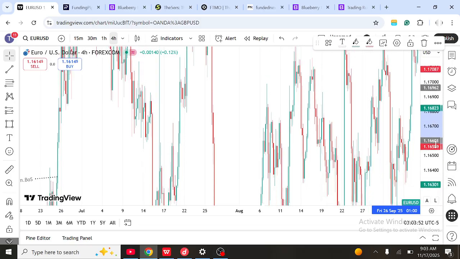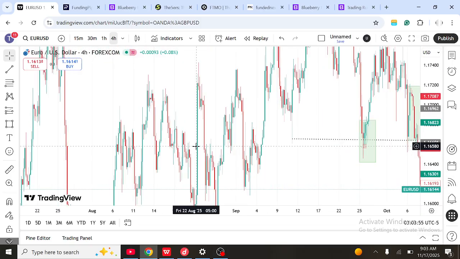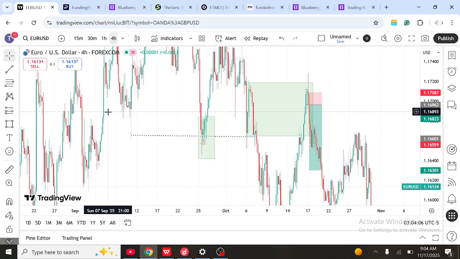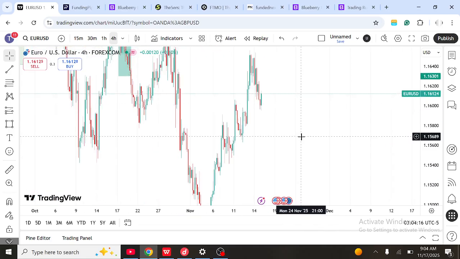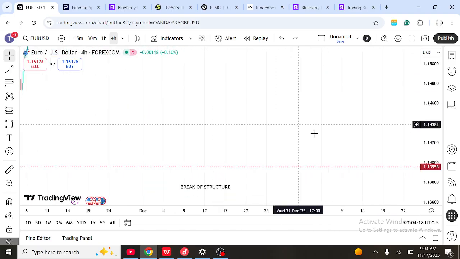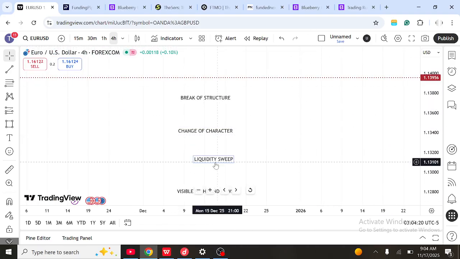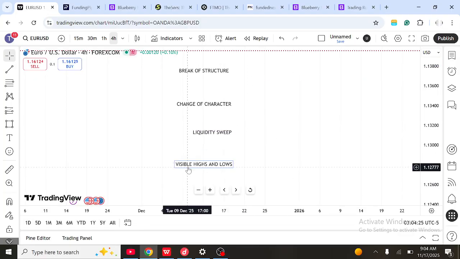So I've been able to explain 3 places where I make decisions in the market. This is different from point of interest. My point of interest is the order flow, while these are the places where I look for entry. So those places we definitely have order flow. Do you get the concept now? Those places are the break of structure, the change of character, liquidity sweep, which is the example we just saw, and then visible highs and lows.